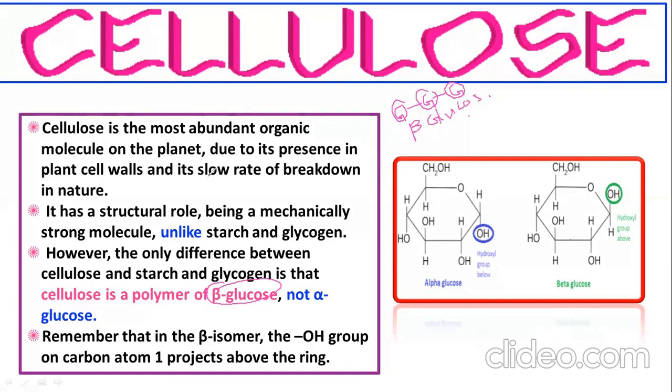Cellulose is the most abundant organic molecule on the planet due to its presence in the plant cell wall and its slow rate of breakdown in nature. It shows more resistance to breakdown by digestive enzymes. Plants are abundant in nature and it is present in the plant cell wall, so it is the most abundant organic molecule on the planet.